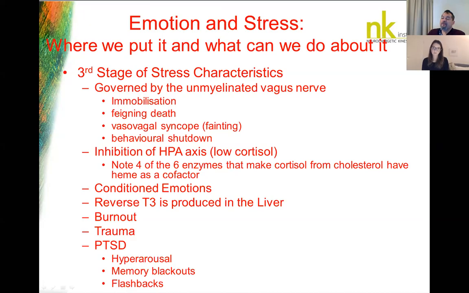And you know, there's this immobilization behavior, and this is really defeated, like I give up. And often when you talk to someone who's in the third stage of stress, they've given up on certain things. Feigning death.